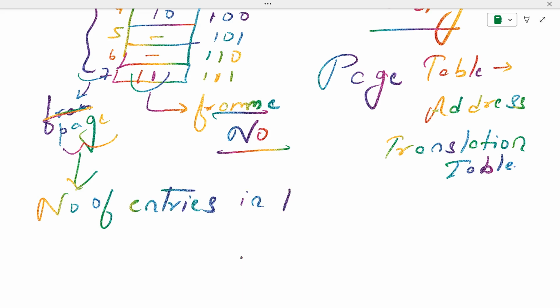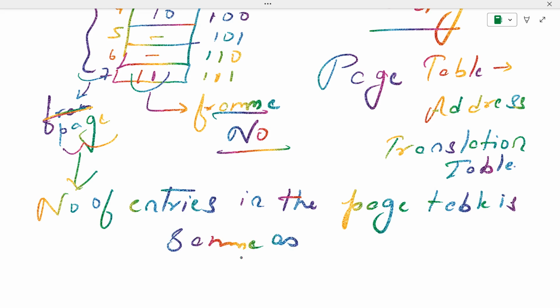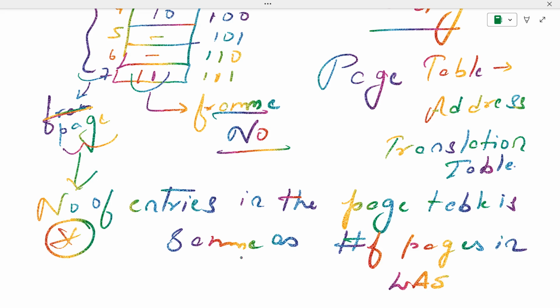So the number of entries in the page table is the same as the number of pages in the LAS. This is important because for each page we are assigning a frame, or denoting whether it is present in the main memory or not. If it is present, then we provide the page table entry as the frame number where this page is present. Otherwise we keep it as null.